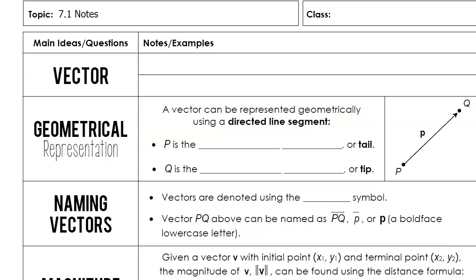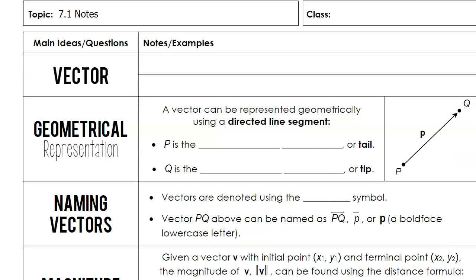So a vector is similar to a ray that you guys learned in geometry. If you remember way back in geometry, we learned about rays that have an endpoint and go on forever in one direction. A vector is a little bit different though. A vector does have an endpoint, it has a starting point, but it does stop at some point. However, it is still directional. It still has a direction it is going in. So if we look at this little picture right here, our vector is going from P to Q. And we know it's going from P to Q because there's a little arrow here at the end on Q.